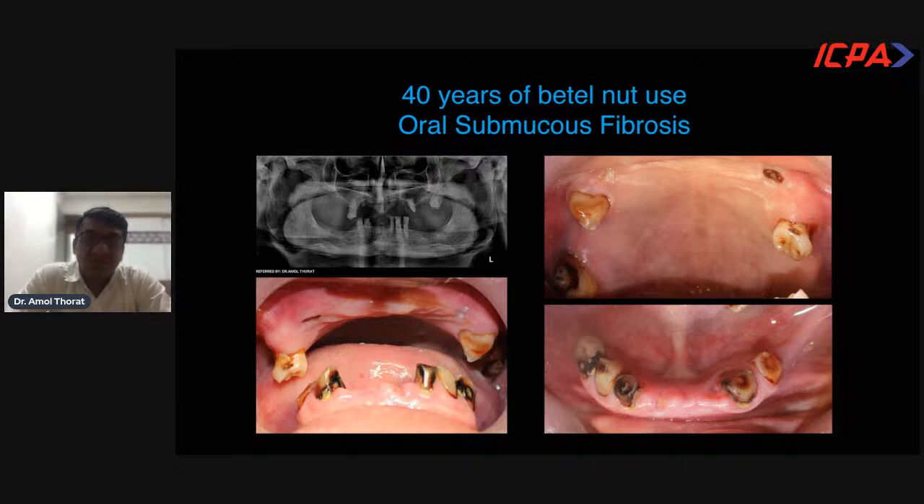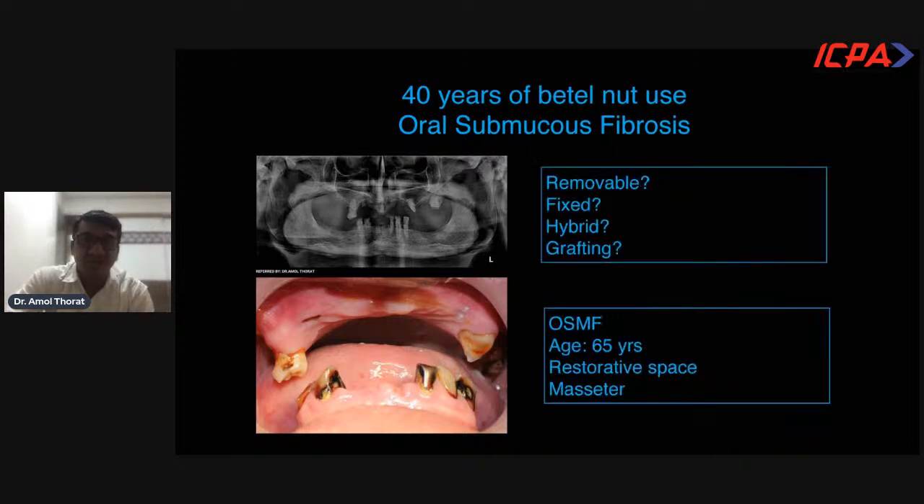The models have to be mounted, and we do a diagnostic wax up. That means a trial denture is prepared for that patient. On that trial denture, I make a night guard. That night guard serves to some extent as a stent for me, helps me position my implant in a better way. So in this case, what is your treatment plan?